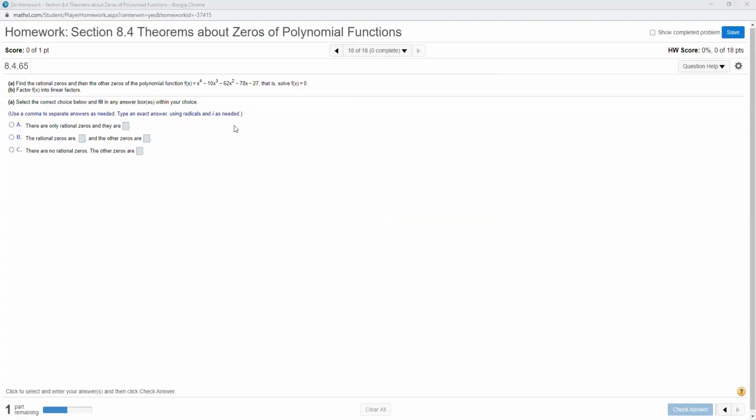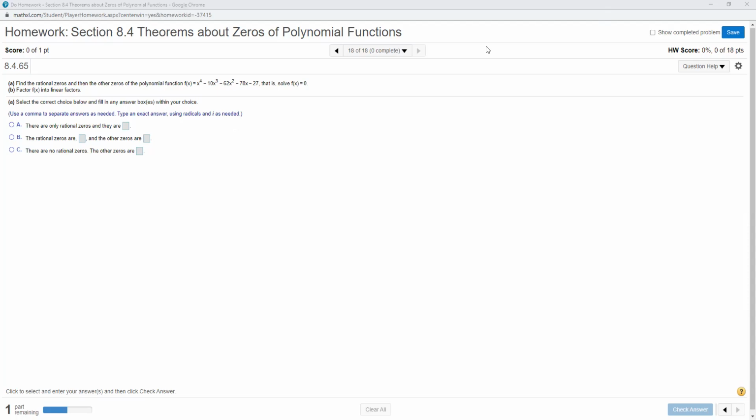So we're going to find the zeros and the other zeros. So they're giving us f of x equals x to the 4th minus 10x to the 3rd minus 62x squared minus 78x minus 27. Now, part B says factor into linear factors. That just means put it back in parentheses, sort of like I did a while ago when we was finding them polynomials. So the first thing we want to do is figure out some of these zeros, and they didn't give me none to start with. So watch what we're going to do.